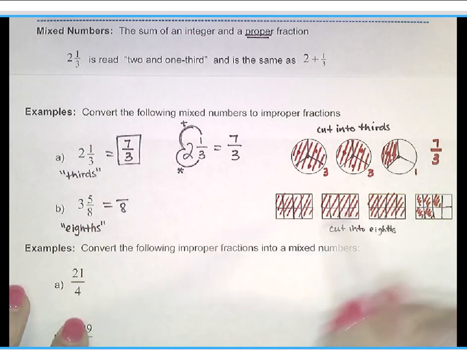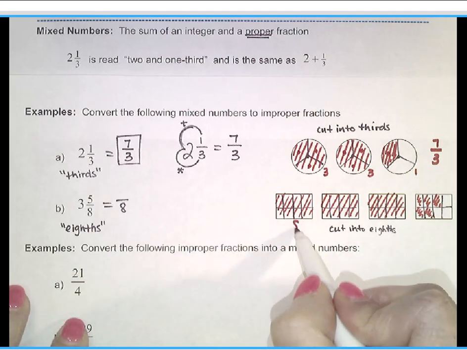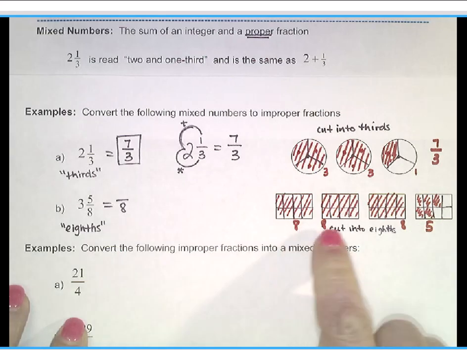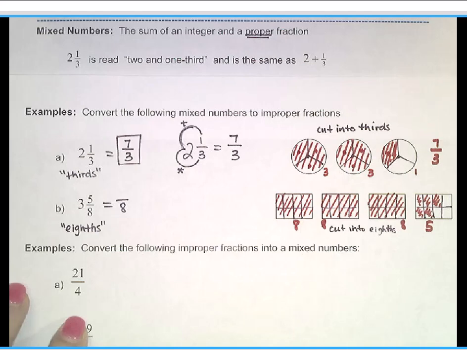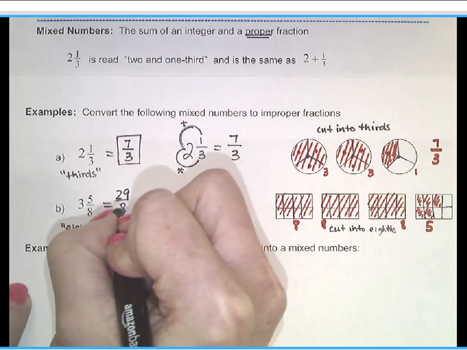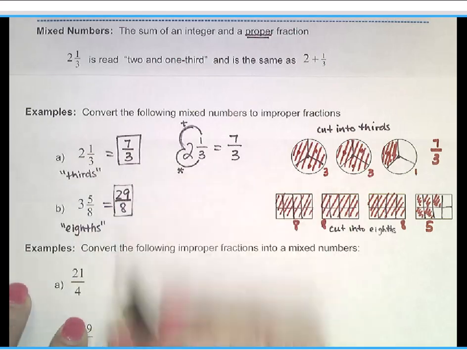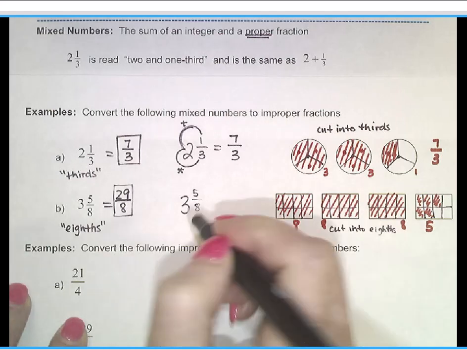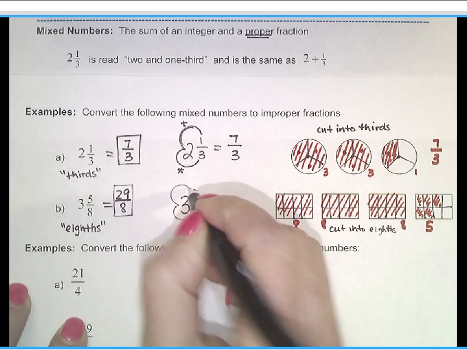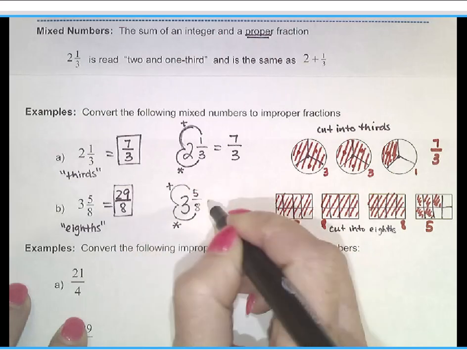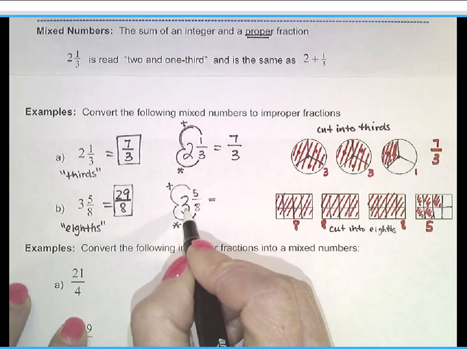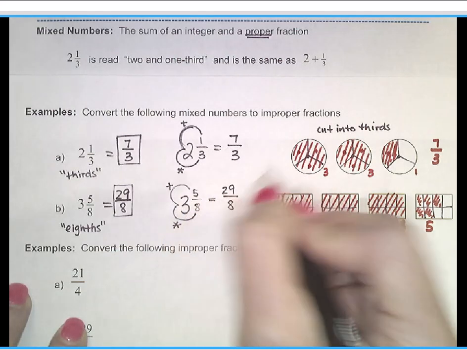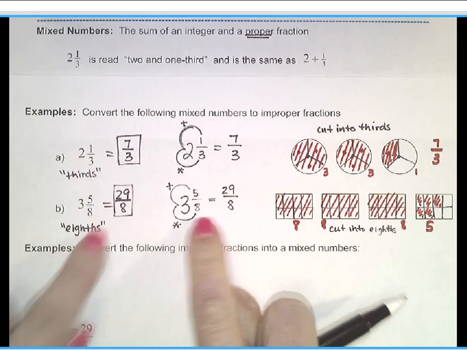So how many eighths did I shade? Well, there was 8 of them, 8 of them, 8 of them, and 5 of them. So 8, 8, 8, and 5 makes 29. 29 eighths. And let's use our little popcorn shortcut here. You multiply, then you add. So multiply, then add. 8 times 3 is 24. 24 plus 5 is 29. And it is, again, still eighths. The denominators should always match.